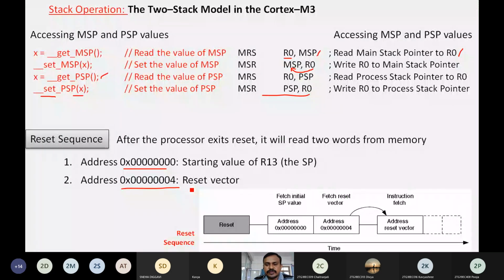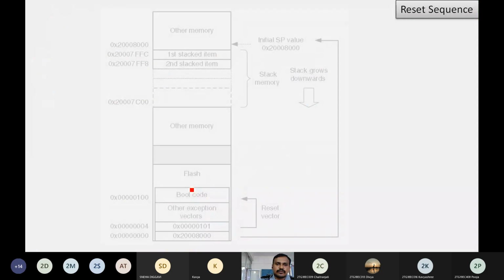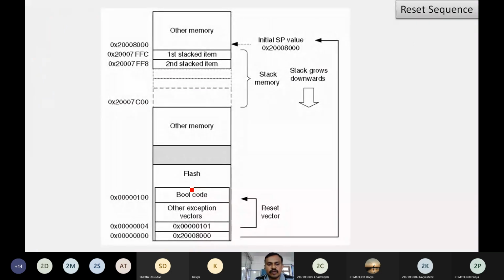So here the diagram is going to illustrate how the reset sequence happens. Whenever the reset is called, it fetches the initial SP value from address 00 and fetches the reset vector address from 04. Then the instruction fetch, where the system instructions or the operating system are available, those are kept in this particular address. Diagrammatically, whenever the reset is called, the stack pointer is going to point to this particular address.